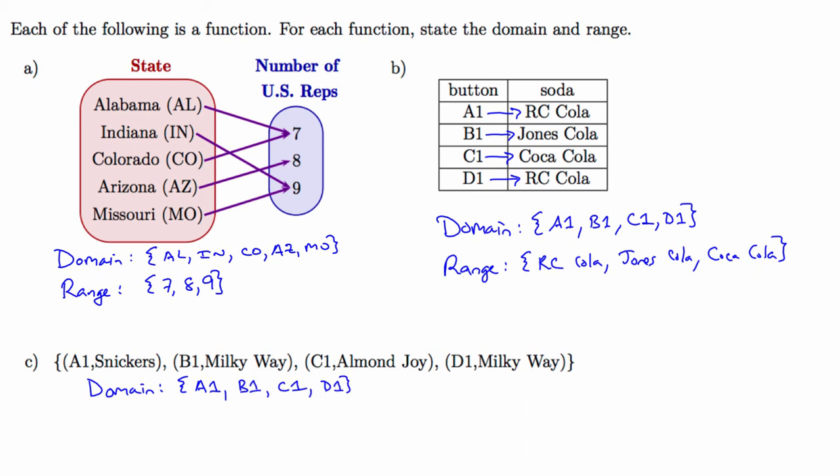The range, on the other hand, is the set of all the candy we can get from this vending machine. So the range will be the set Snickers, Milky Way, Almond Joy. Again, we don't need to list Milky Way twice, even though it does come from two separate buttons. All we need to account for is the fact that we can get Milky Way out of this vending machine.